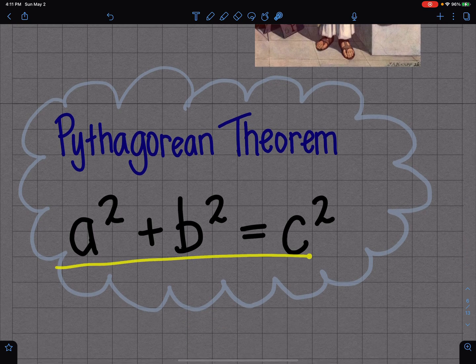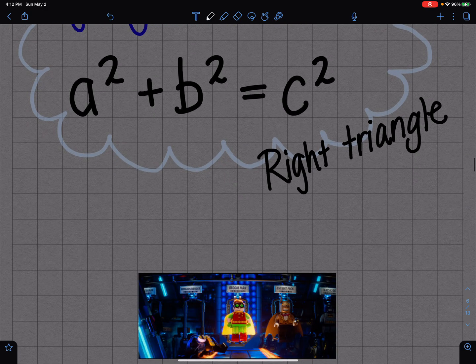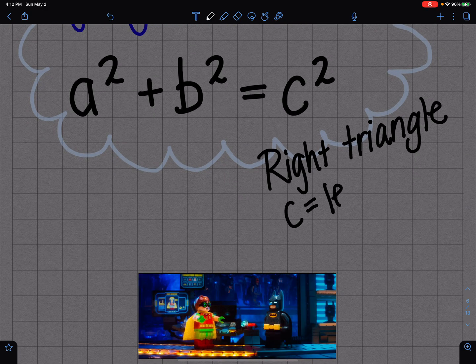A squared plus b squared equals c squared. So this is applied to a right triangle. It has to be a right triangle. And c squared is going to be the hypotenuse, or the length c is going to be the hypotenuse of the triangle. So c equals the length of the hypotenuse.